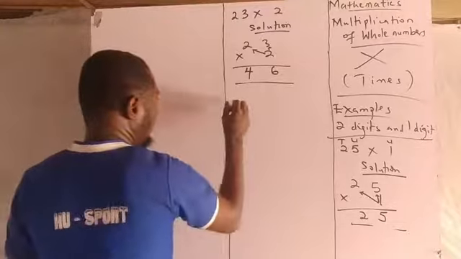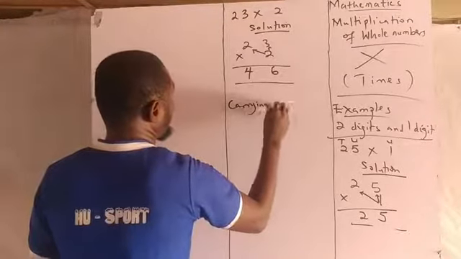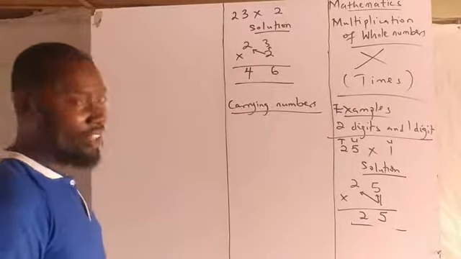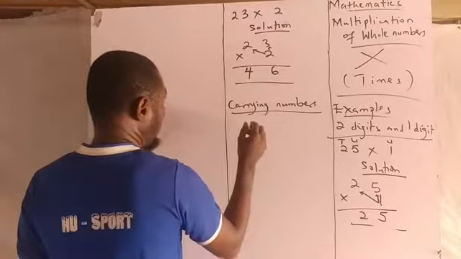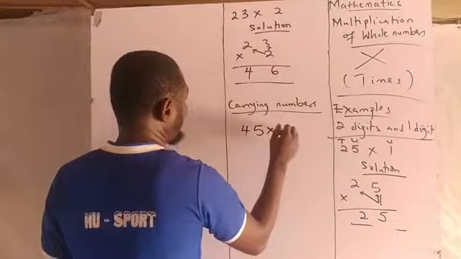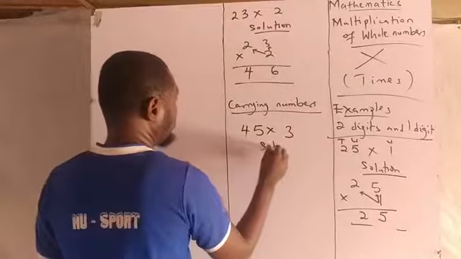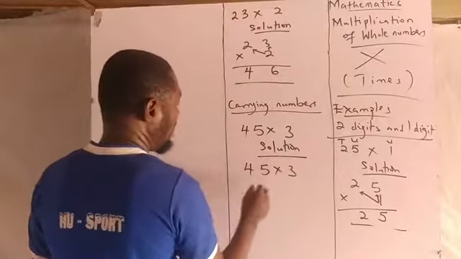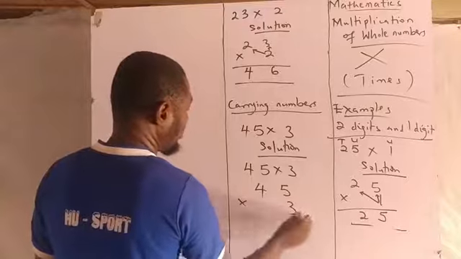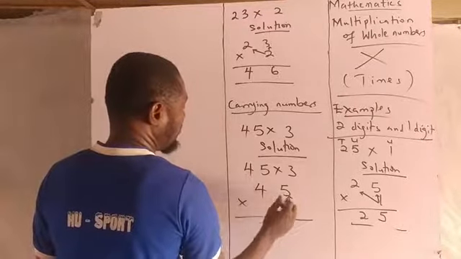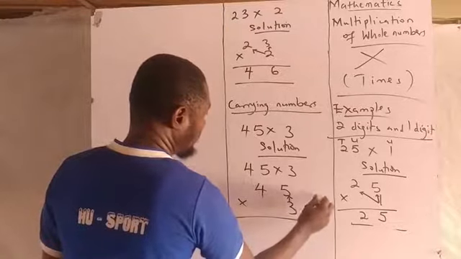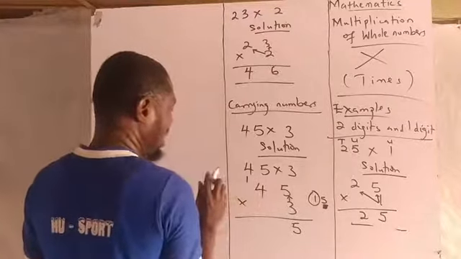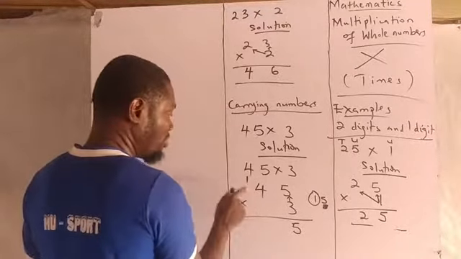Let's go to carrying of numbers. Remember what we did in carrying numbers when we added and also when we subtracted. Apply the same idea here. You have 45 times 3. Put your 3 down and put your times. 3 times 5 is 15. Write your 5 in the units and carry the 1 to this part. Let it be there. Don't add it up here.